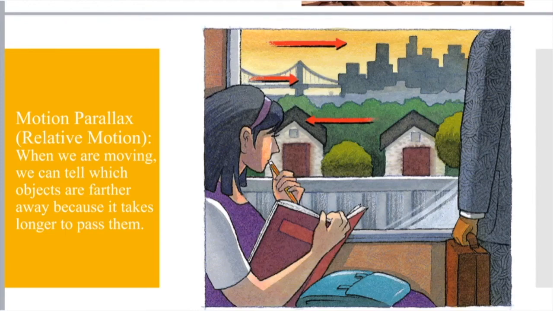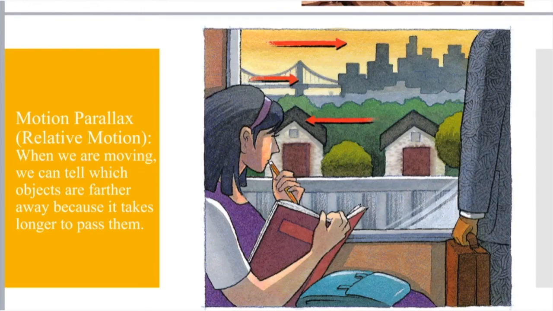And this can also be referred to as relative motion. And do note when you are doing this example in your activity, you are going to need to take a video to represent this. But this is basically saying that when we are moving, we can tell which objects are further away because it takes them a longer time to pass, right?